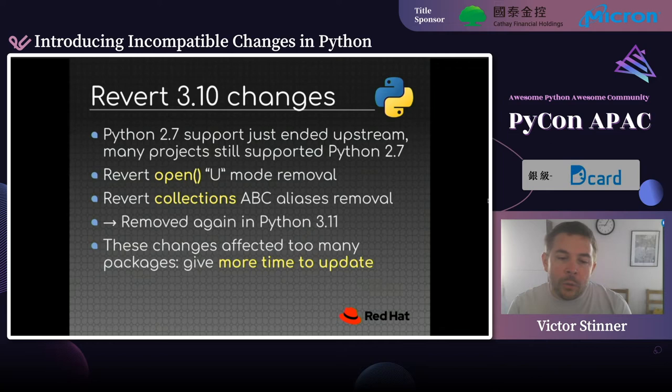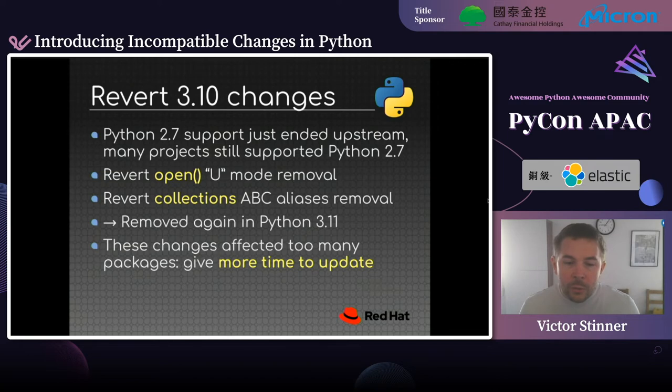And the second one was the removal of the collections ABC aliases. So instead of getting the ABC, the abstract base class, from the collections module, you're supposed to get it from the collections.abc submodule. The problem with this removal is that it became way more difficult to write a single code base supporting Python 2.7 and the new 3.10. And it was a little bit surprising to have to modify your code to keep support for Python 2, because everybody wanted to get rid of Python 2, which was no longer supported upstream.